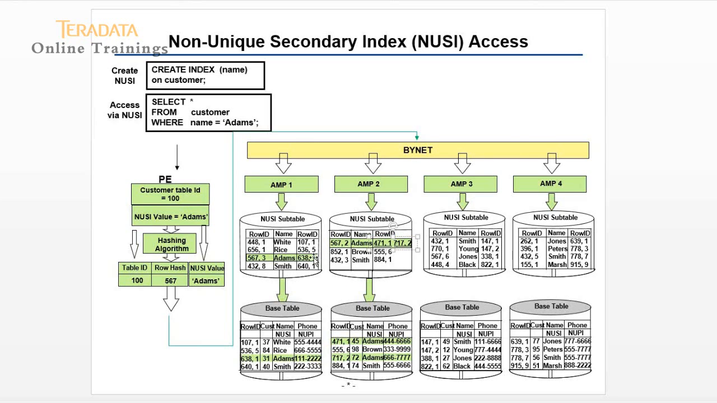So the corresponding row ID will be in the main table. So 638 comma 1, that is there, and 471 comma 1, that is here, 717 comma 2, that is here. So the corresponding records will be in the base table. Based on the row hash value, we'll get the row ID. Based on the row ID, we'll get the data from the main table, the base table.